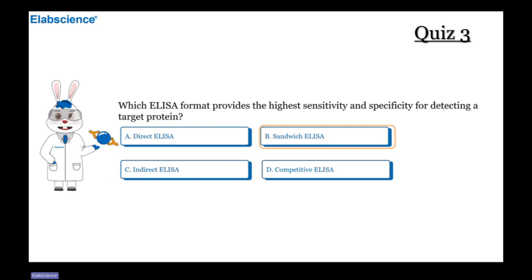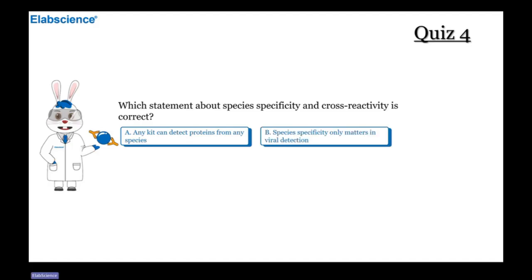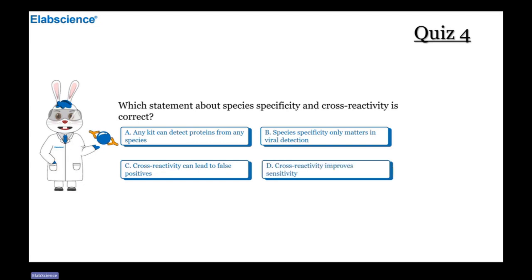Okay, quiz 4: which statement about species specificity and cross-reactivity is correct? Option A, any kit can detect protein from any species. Option B, species specificity only matters in viral detection. Option C, cross-reactivity can lead to false positives. Option D, cross-reactivity improves sensitivity. So which statement is correct?